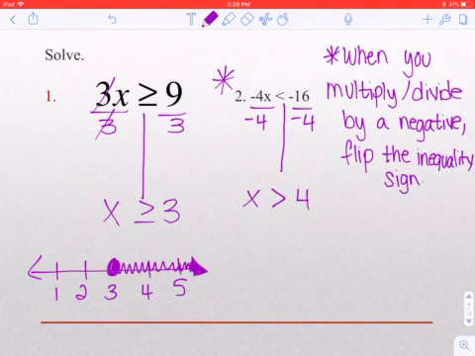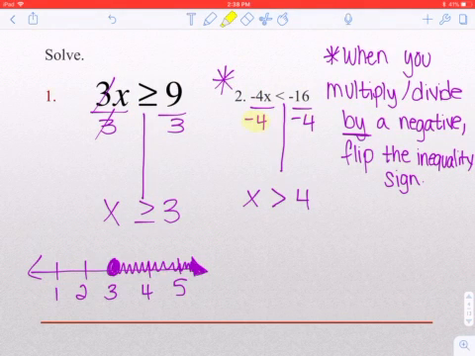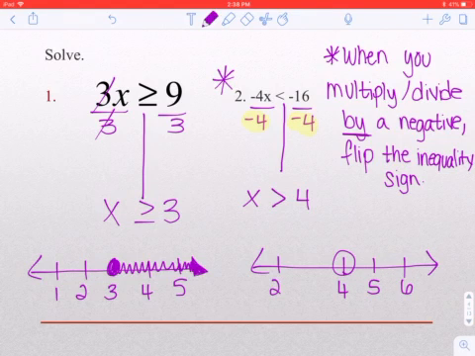Now, key word here is the word by. It does not matter that the 16 was negative. That does not affect anything. It's only what you're dividing by. Since I divided by -4, that's what causes me to flip my inequality sign. Now we're ready to graph this. At 4, I have an open circle. I want to shade everything greater than 4, so I shade to the right.